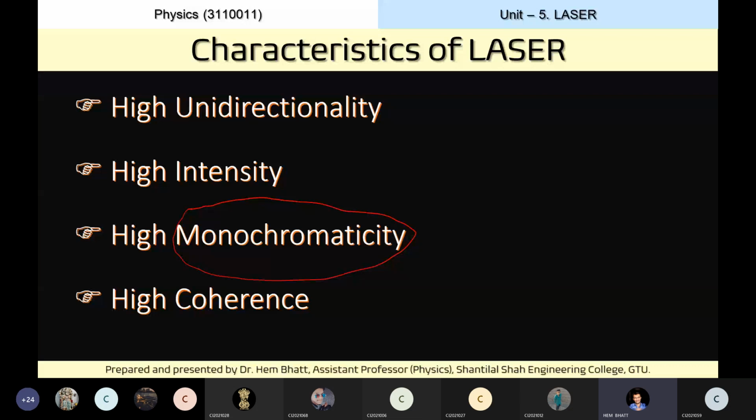Which light can be considered as monochromatic? Anyone? It is of one wavelength. If all waves have same wavelength, then the light is monochromatic.